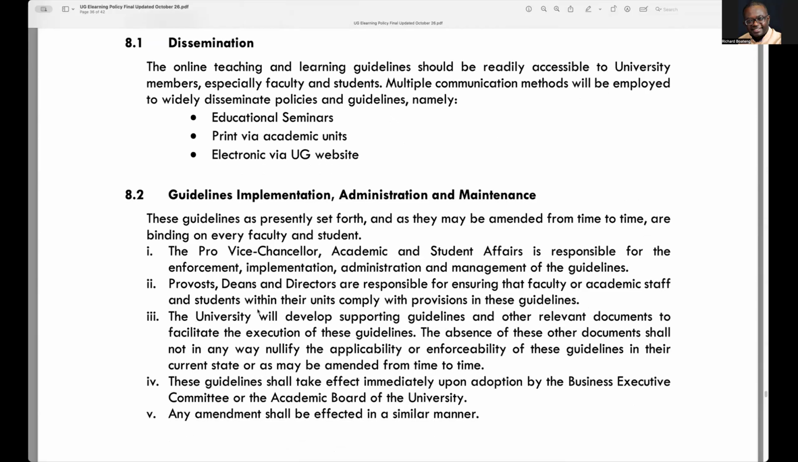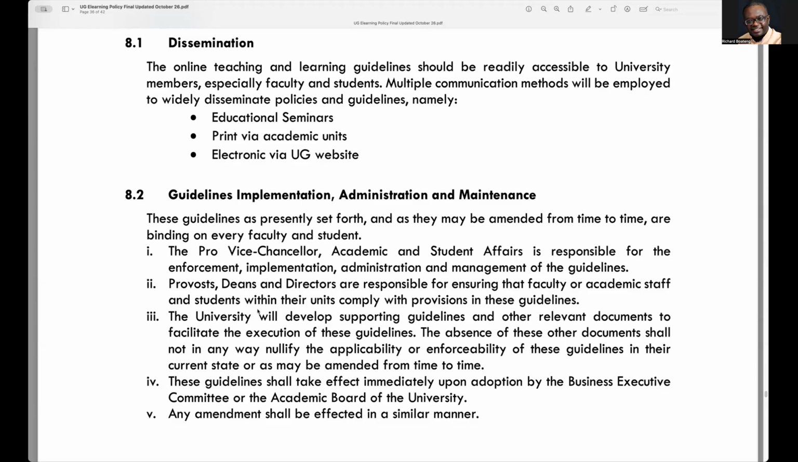Now, let me say something. The VC who gave us the work to do was then the Pro Vice Chancellor. So the time she gave us the work, she was Pro Vice Chancellor. By the time we finished the work, she had become VC. So that's the interesting thing about her transition. There is an academic and student affairs Pro Vice Chancellor, and she was then that Pro Vice Chancellor. So it was within her jurisdiction to be responsible for the enforcement of the guidelines, because that's academic issues. So she convened us to do the work.